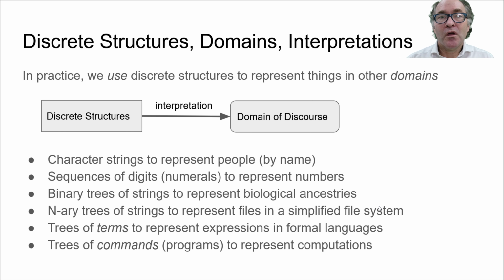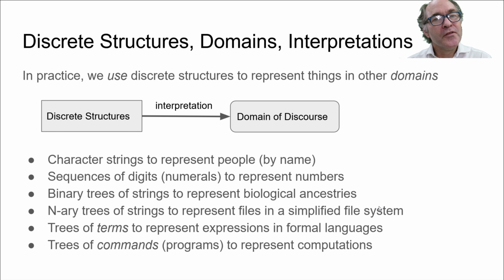Okay? And so trees of commands can be used to represent computer programs, and then our interpretation of those computer programs is that they mean some computation. And kind of the magic of computer science is that we can automate the evaluation of computer programs to determine what they mean, which is to say what they compute.